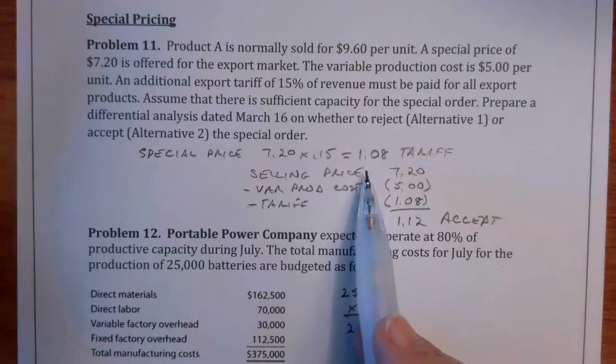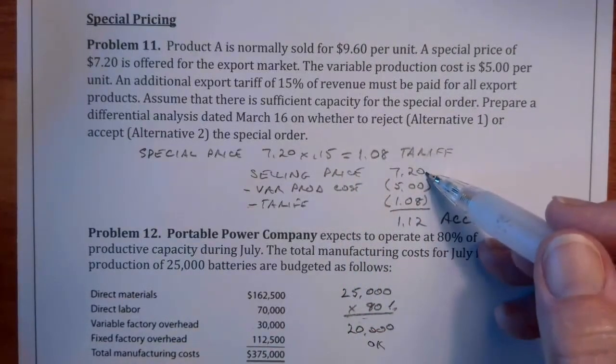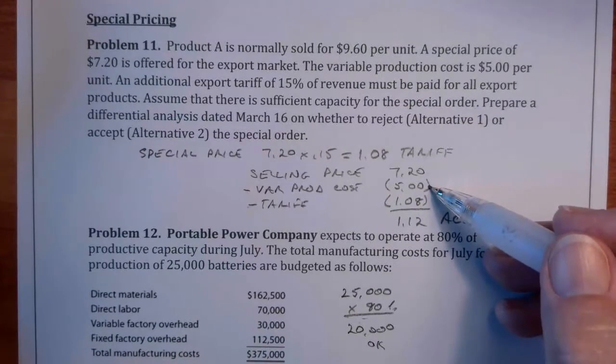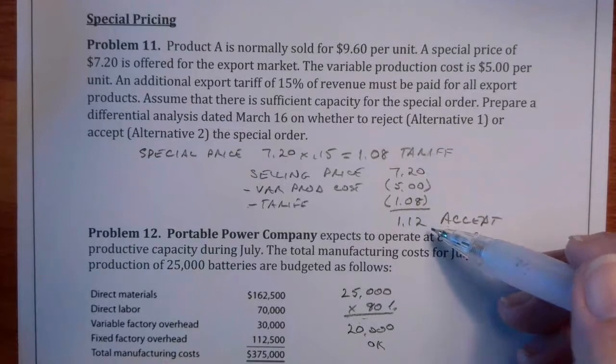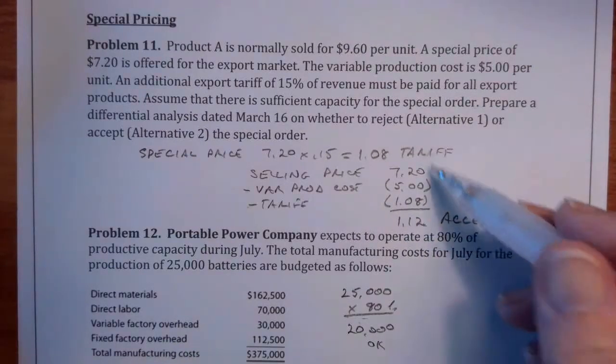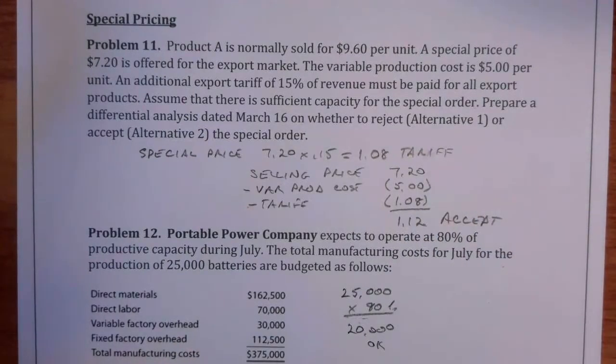$1.08. That would be the tariff. So the selling price is $7.20. That's what we would get, and we've got variable cost of $5 and a tariff of $1.08. So we'd still make $1.12 on it, and based on this, you would accept the order.